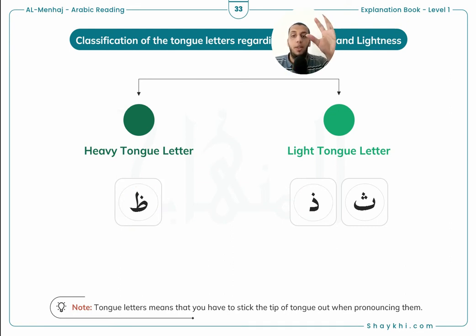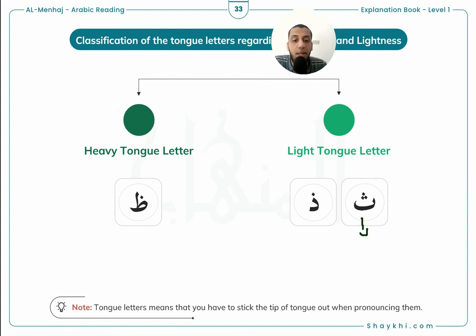Okay, so the tongue letters, al-huruf al-lathawiyya, is divided regarding the heaviness and lightness into two classifications: heavy tongue letters and light tongue letters. The heavy tongue letter is just one letter, which is letter dha. ظا, it's heavy, the back of the tongue is raised. And the light tongue letters are two, which are الثاء, ثا, ثي, ثو, and الذال, ذا, ذي, ذو.